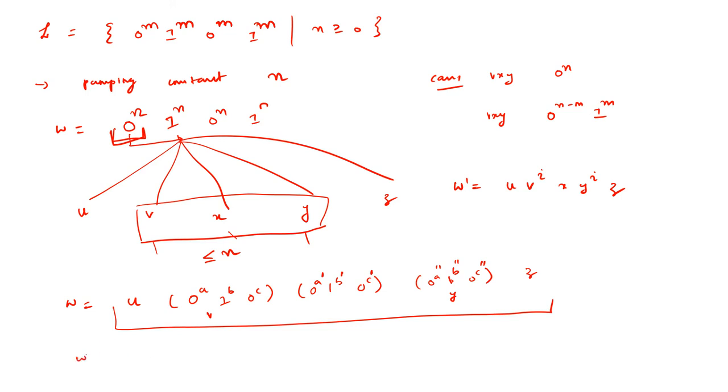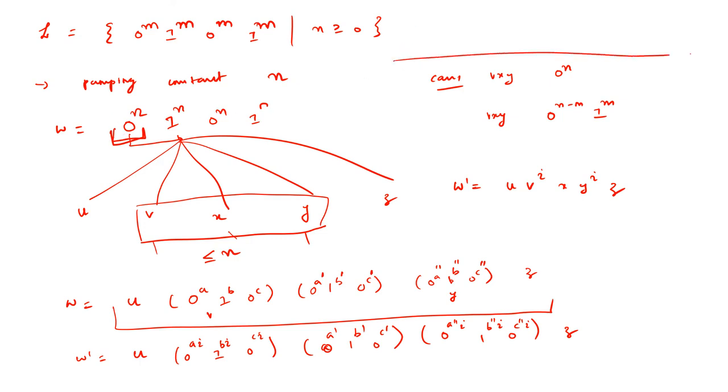Now let's pump this string. So w prime will be equal to u, then if you pump v i times, you will get 0 power a into i, 1 power b into i, 0 power c into i, and x will be 0 power a prime, 1 power b prime, 0 power c prime, and y will be 0 power a double prime into i, 1 power b double prime into i, 0 power c double prime into i. I'm not getting the partition you have created here.